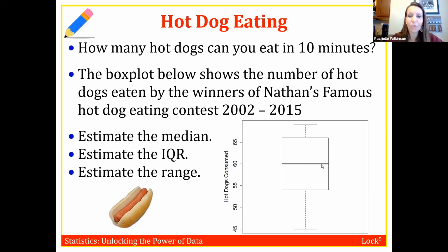Okay, 60. We can just follow that line over. It tells us that it's 60. Okay, next, a little bit tougher. Let's see if you can estimate the IQR. So using the box plot, see if you can estimate the IQR.